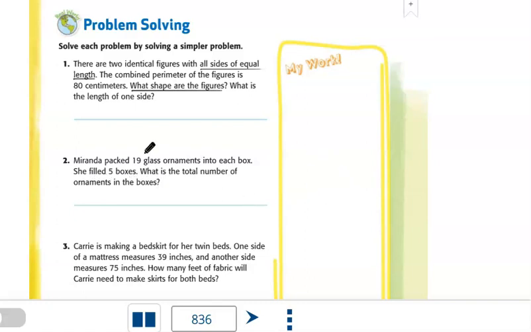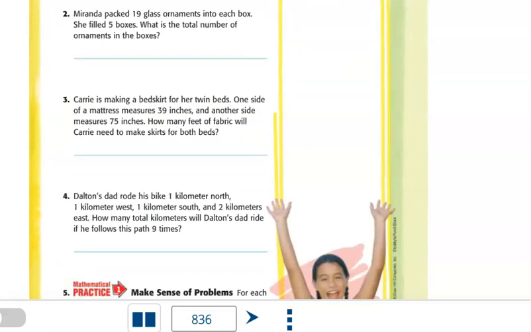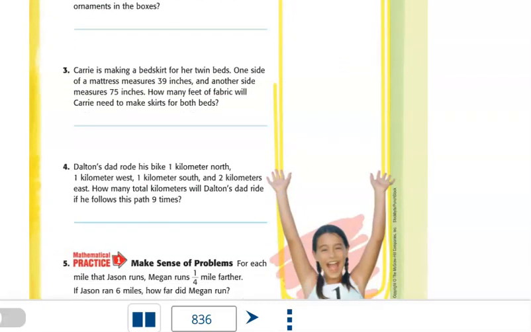Now we've got Carrie is making a bed skirt for her twin beds. One side of a mattress measures 39 inches. The other is 75 inches. So given the shapes that we have been dealing with, what kind of shape is it that the mattress is? How many feet of fabric will Carrie need to make skirts for both beds? So figure it out for one bed, that's your first step. And then figure out for 2 beds. You can either add them up or multiply.